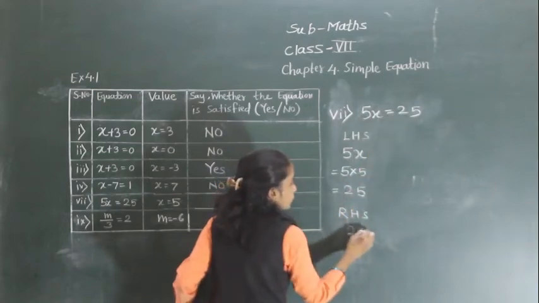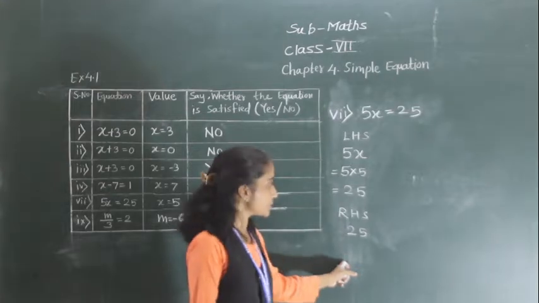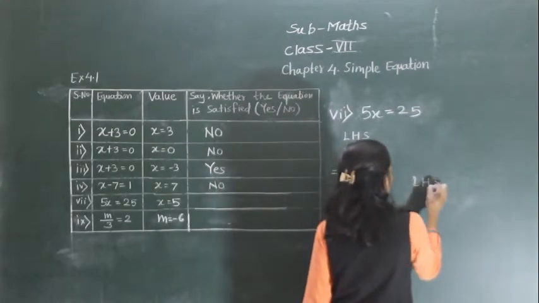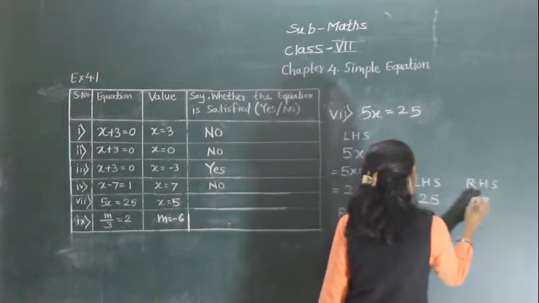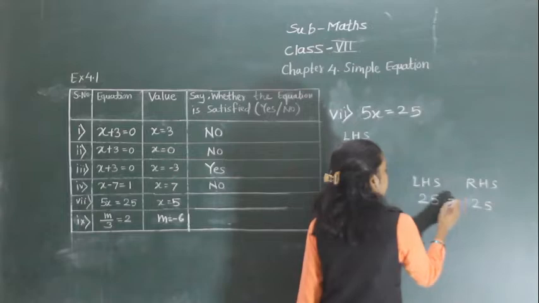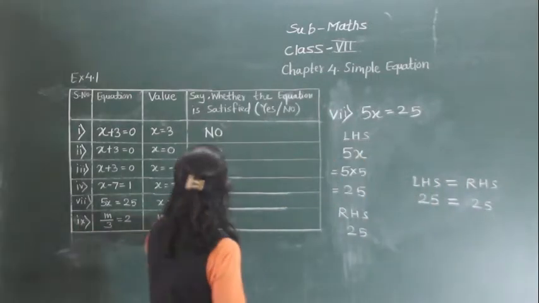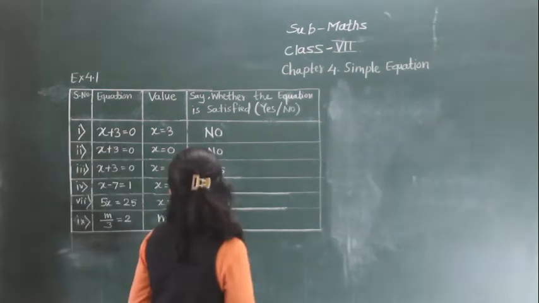Yes, so this is 10 seconds. The equation is satisfied. LHS we got 25 and RHS we got 25. So both the sides are equal. Yes, LHS is equal to RHS. So this equation is satisfied. So right here, yes. Let's solve 9.